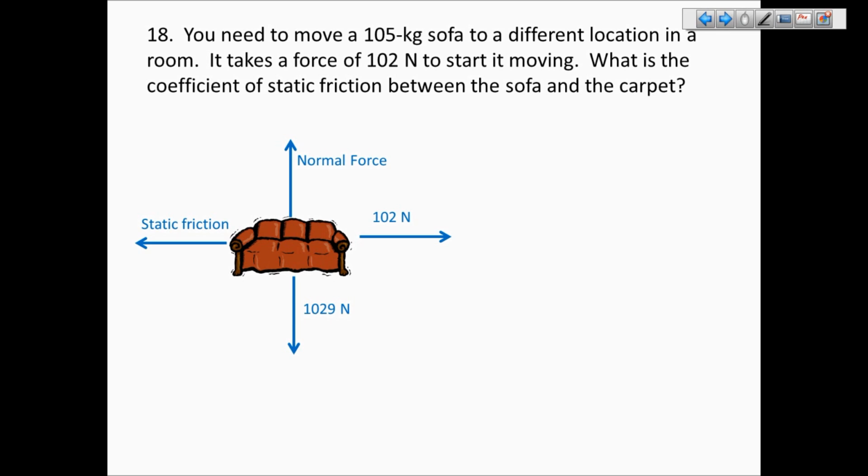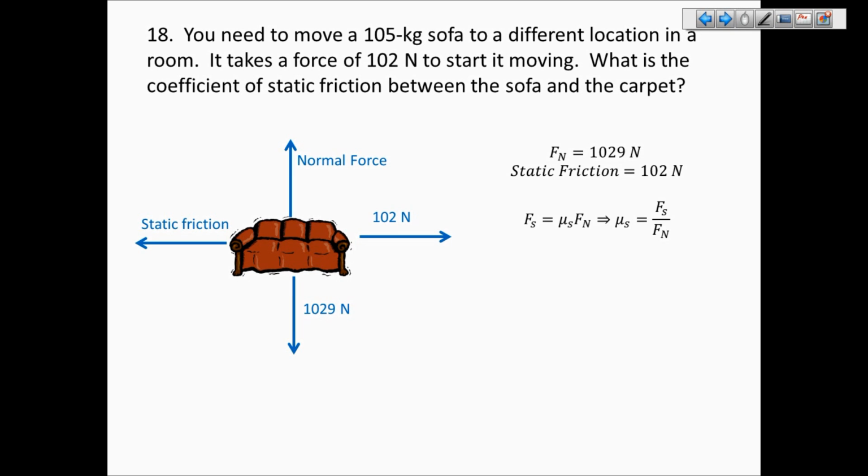So again, we'll start with the free body diagram with the four major forces drawn in. We know that the normal force has to equal the weight, so the normal force has to equal 1,029 newtons. The way I got that 1,029 newtons is I took the 105 kilogram of the sofa and multiplied by 9.80. The static friction has to be equal to the 102 newtons that it took to get it to start moving. So we just overcame static friction with a force of 102 newtons.